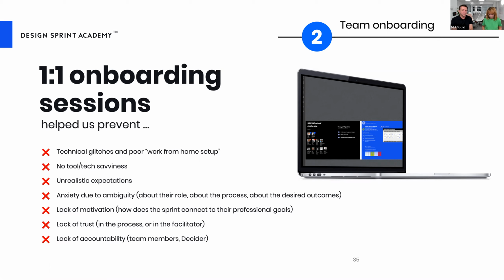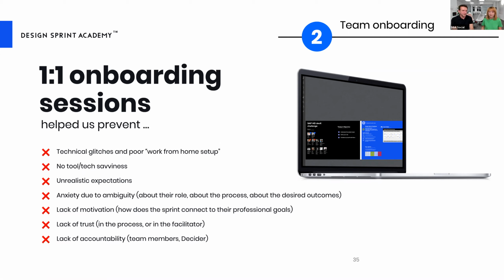Maybe not everyone knows how to use all of these tools. And even if I know how to use Mural, maybe the next sprint is in Miro, or there are tons of other digital collaboration boards. There are unrealistic expectations about what you may or may not do during the sprint week. Anxiety due to ambiguity, and ambiguity can be generated by many things. What's expected of me? What am I going to work with? Why is my boss sending me there? What's this process about? It could be a ton of stuff.